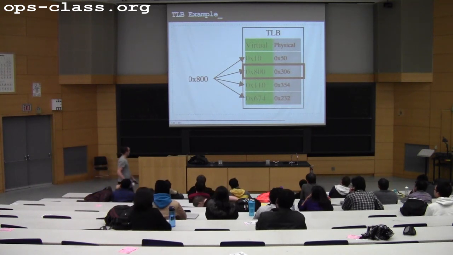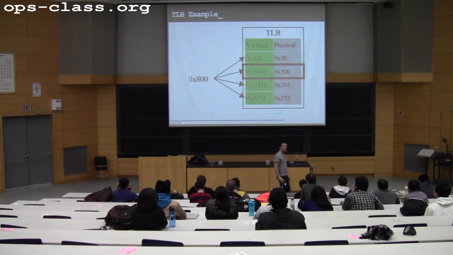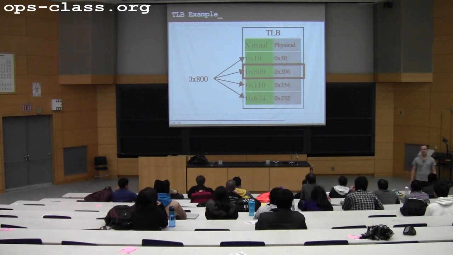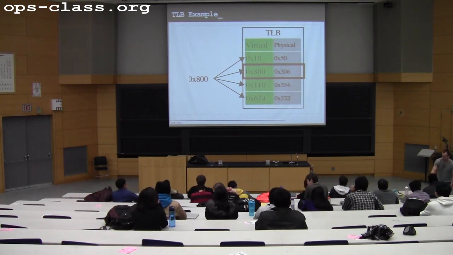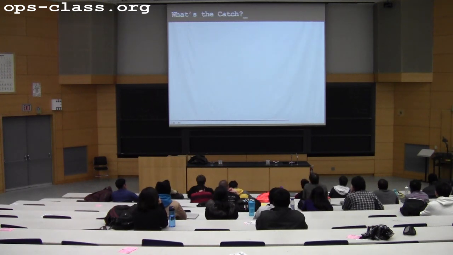So in this case, I'm going to use the TLB to look up the entry that has the contents 0x800, and the TLB can tell me something about something else that's co-located with that, right? So in this case, it allows me to translate 0x800 to 0x306 or whatever.